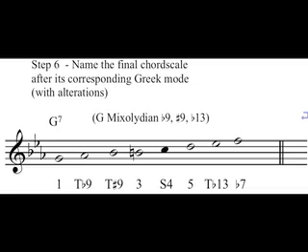And then finally, you're going to name the final chord scale with the Greek mode, but in general, they might have some alterations. So we're going to have a G. This is our G Mixolydian flat 9, sharp 9, flat 13 chord scale, which is 1, tension flat 9, tension sharp 9, 3, scale degree 4, 5, tension flat 13, flat 7.